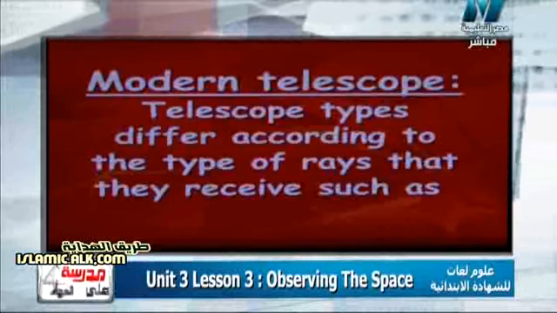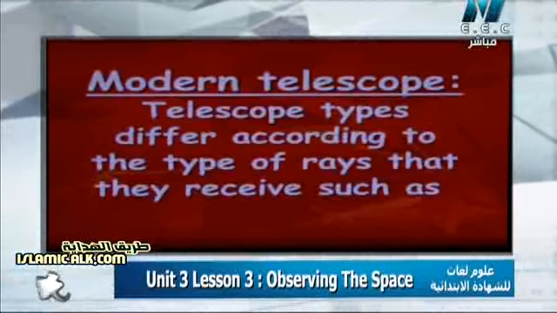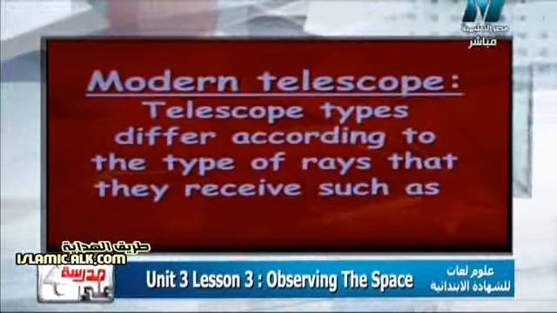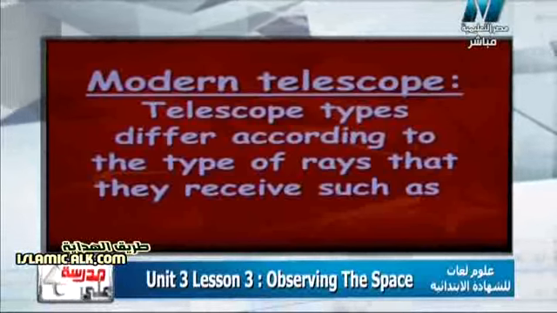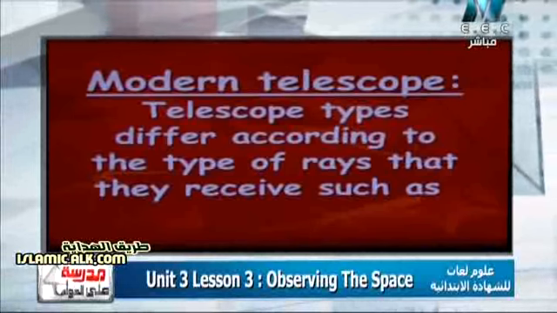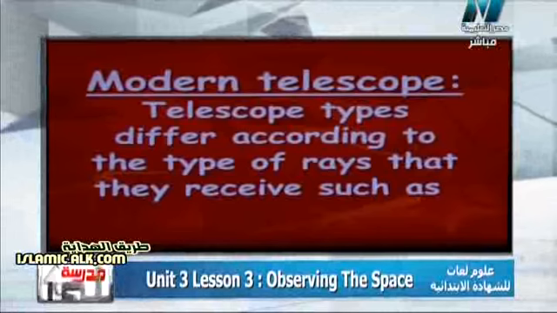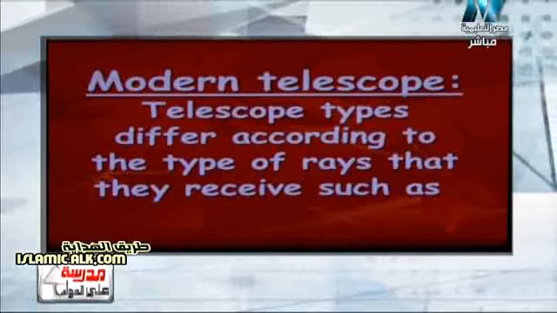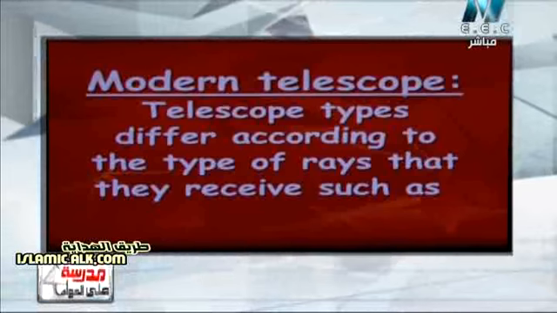A scientific hint about the telescope. We have many modern telescopes, because telescope types differ according to the type of rays that they receive, such as what? Such as number 1, visual light rays. Number 2, infrared rays. Number 3, ultraviolet rays.